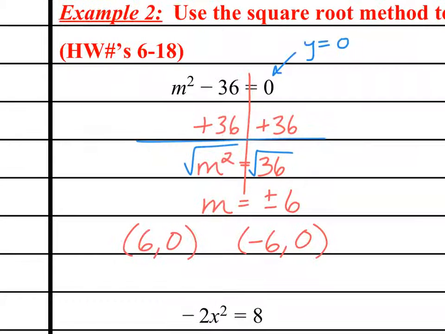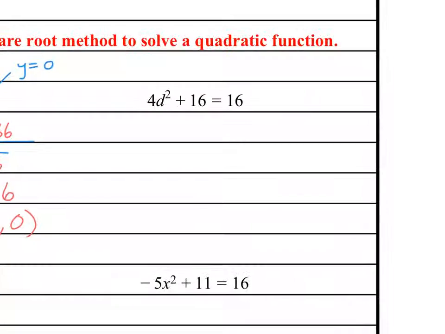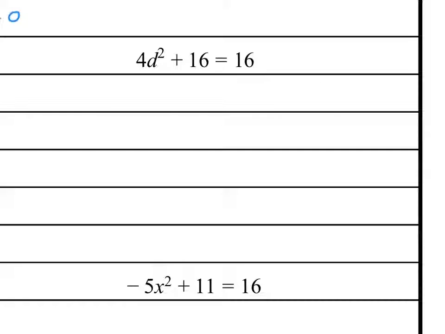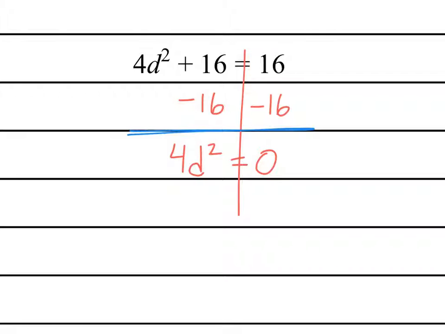All right. Well, let's go again. Next one. We're solving an equation. What needs to happen first? Minus the 16. And this one is nice because you get 0 when you do that. So 4d squared equals 0. The square term's not by itself yet. You have to get rid of the 4. 4 is being multiplied. How do you undo it? Divide.